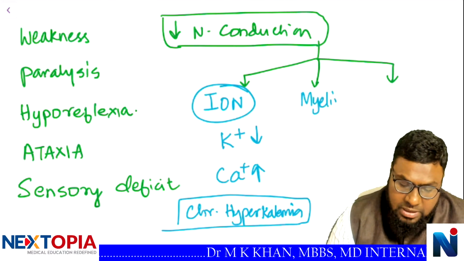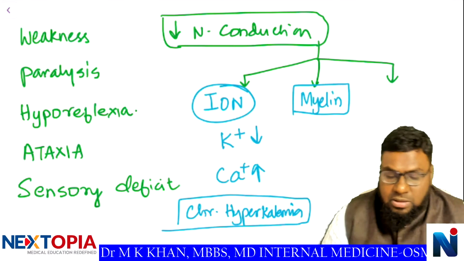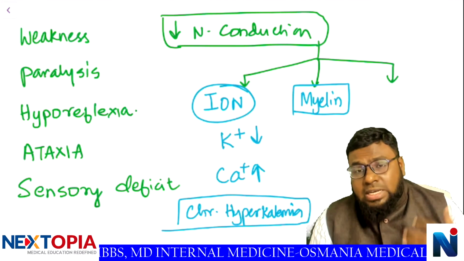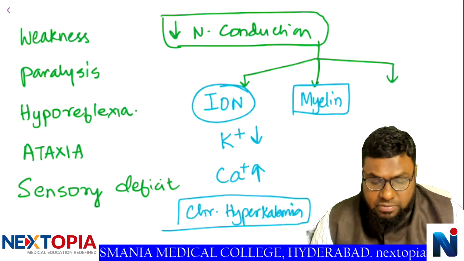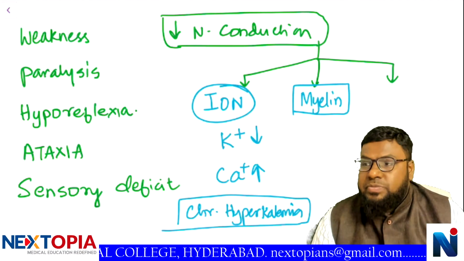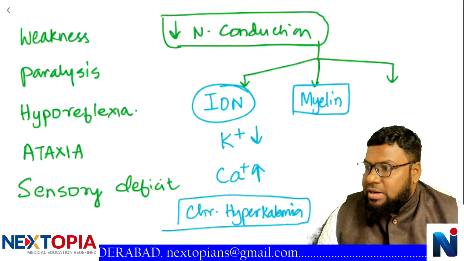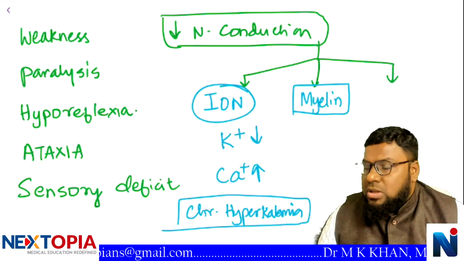Loss of myelin, demyelination, can be one type of disease resulting in decreased nerve conduction. I already discussed this point. Demyelination is one important problem with nerve conduction.